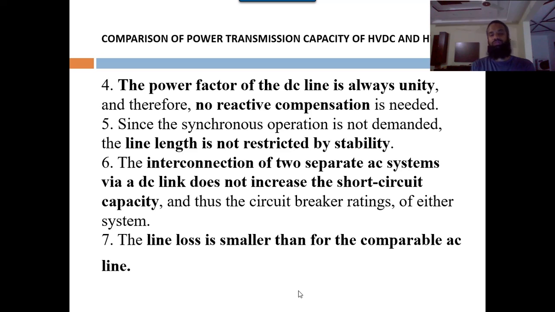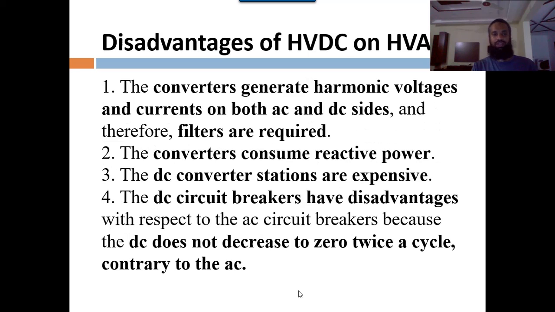The interconnection of two separate AC systems via DC link does not increase the short circuit capacity. Thus, the circuit breaker rating of either system should be okay or above. The last most important point is that the line losses in HVDC are smaller than the line losses in the other transmission line. Now the disadvantages of HVDC.